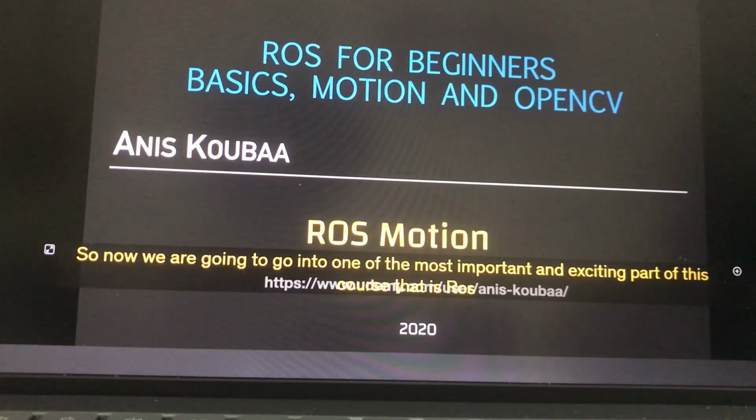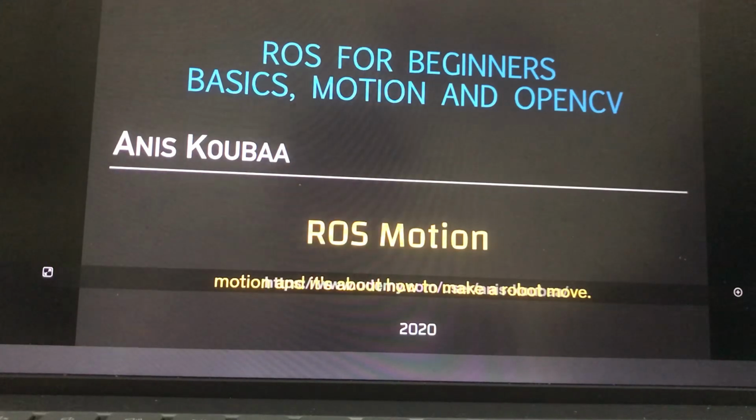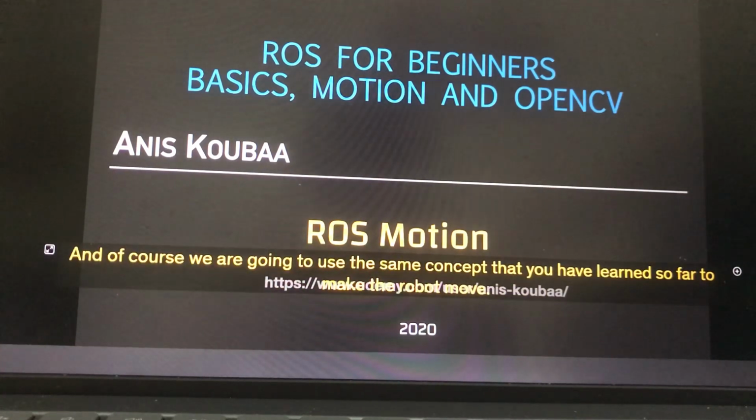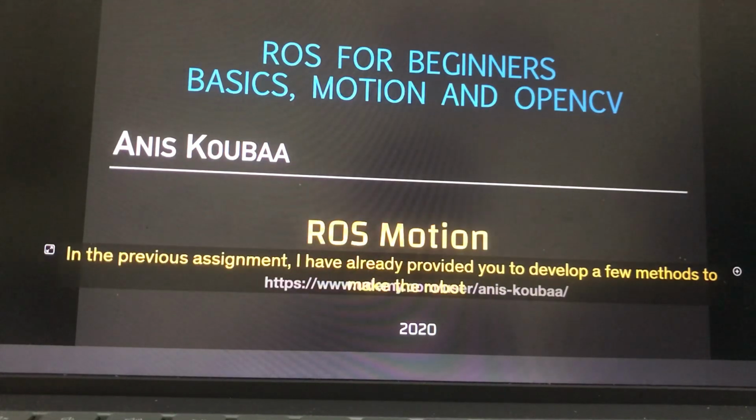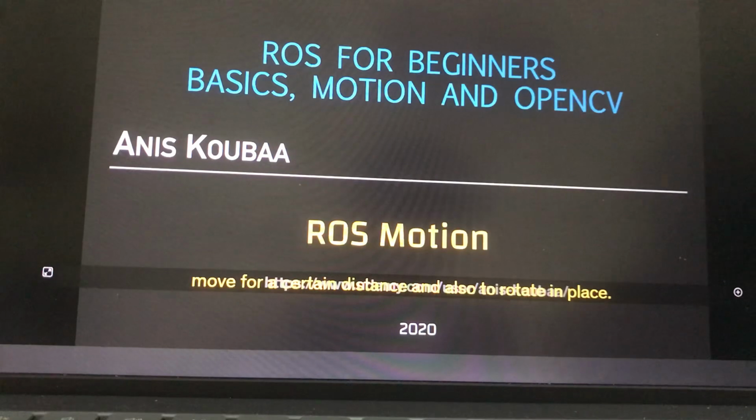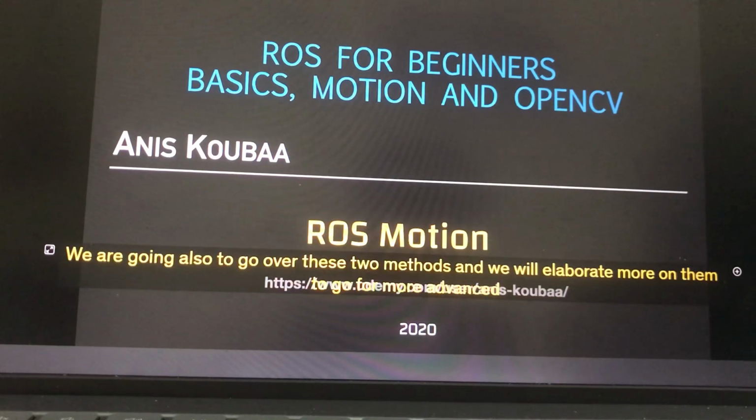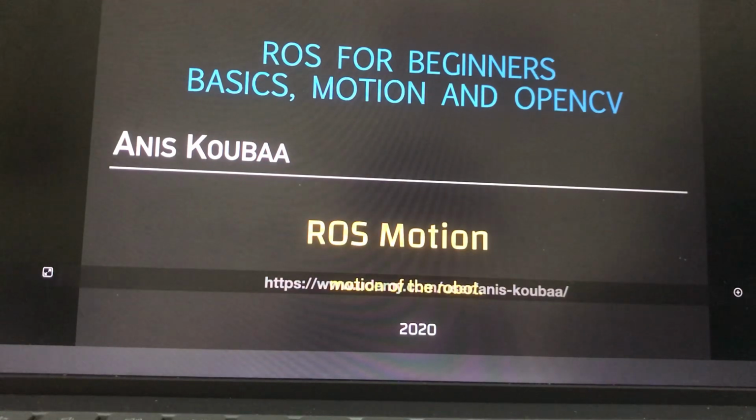So now we are going to go into one of the most important and exciting parts of this course, that is ROS motion, and it's about how to make a robot move. And of course, we are going to use the same concepts that we have learned so far to make the robot move. In the previous assignment, I have already provided you to develop a few methods to make the robot move for a certain distance and also to rotate in place. We're going also to go over these two methods, and we will elaborate more on them to go for more advanced motion of the robot.